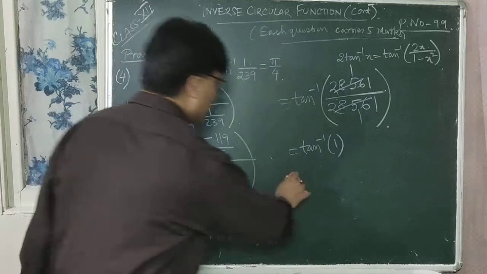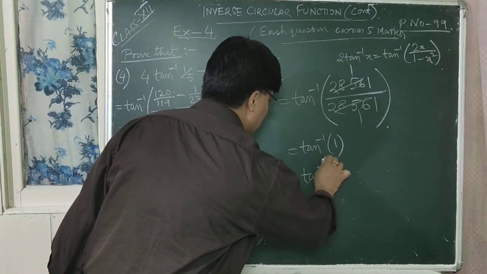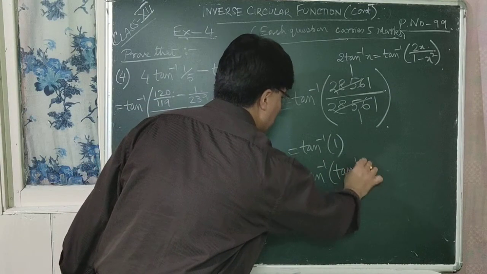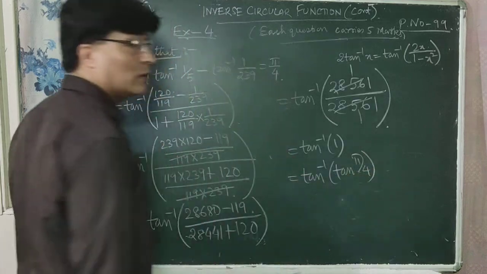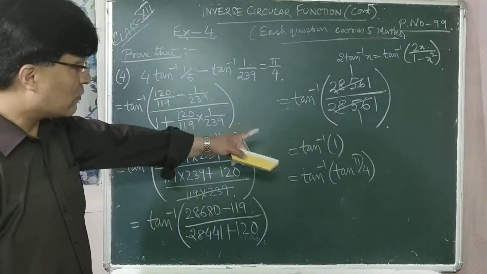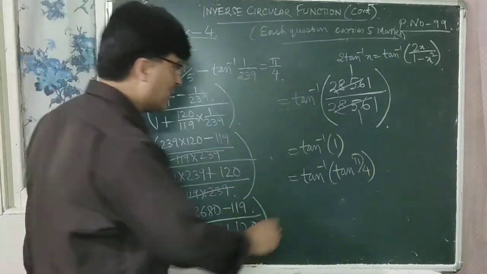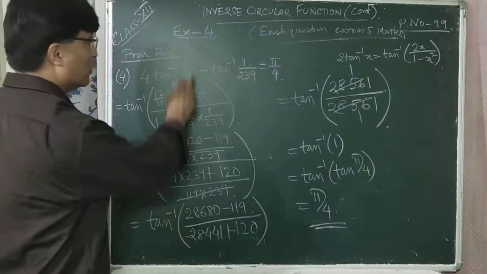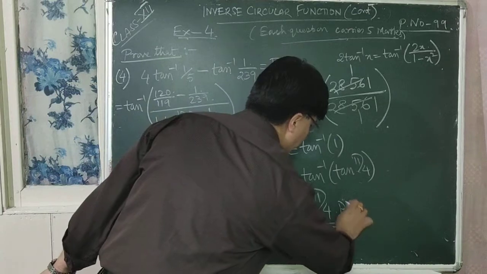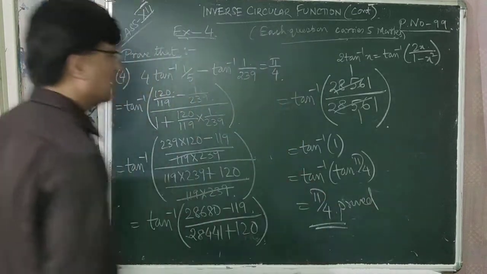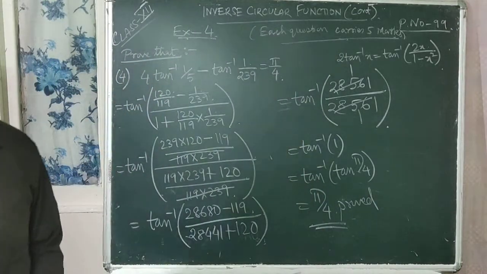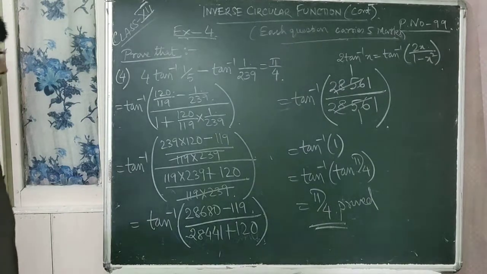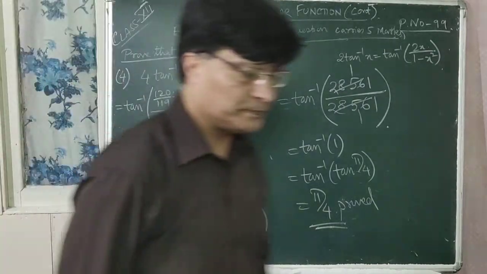So what can you write for 1? Tan inverse, this is your tan pi by 4. Right? So instead of 1, you can write tan pi by 4. What is tan inverse tan pi by 4? Which is equal to pi by 4. That is proved. So we have done it. So this is the answer. So let's do another question.